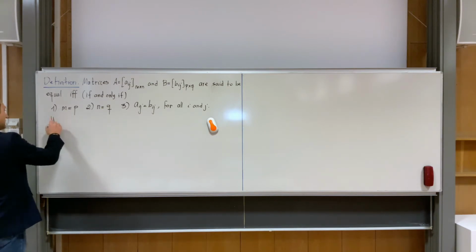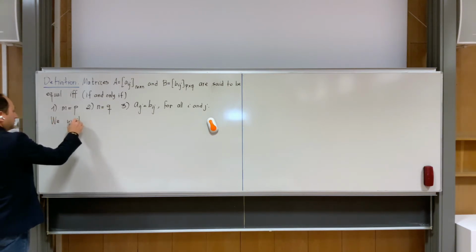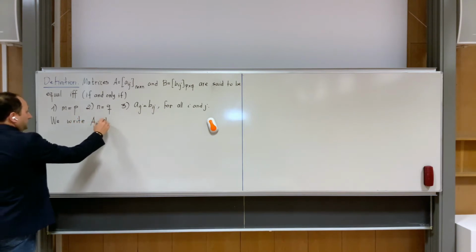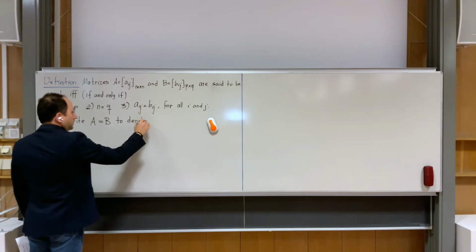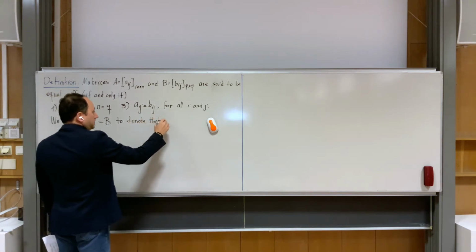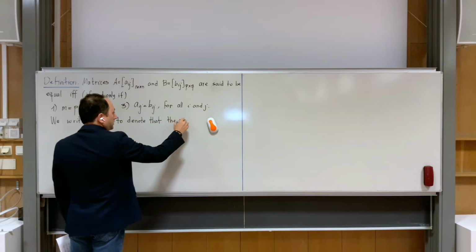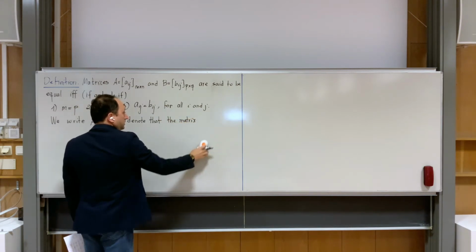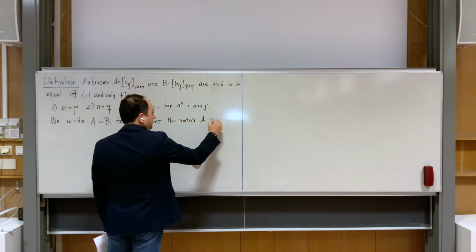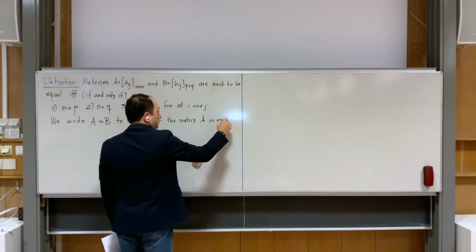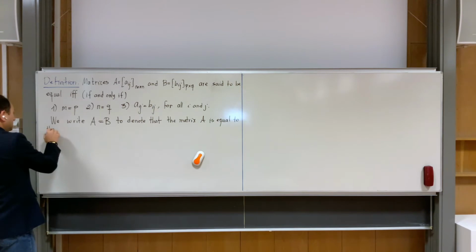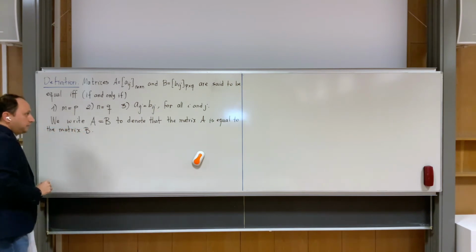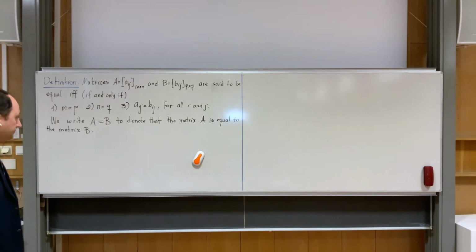So we write A equals B to denote that the matrix A is equal to matrix B. Okay, so let me give you an example.